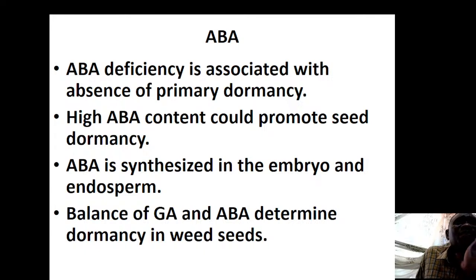Abscisic acid is also important. Abscisic acid deficiency is associated with the absence of primary dormancy. So if you have a lot of it in the seed, it can cause dormancy. ABA is synthesized in the embryo and endosperm. It is then the balance between gibberellic acid and abscisic acid which can determine dormancy in weed seeds.